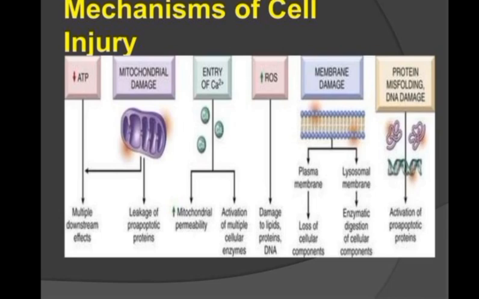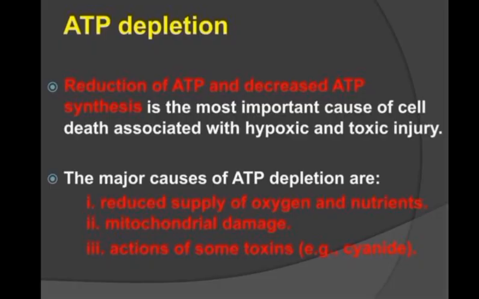Next one, protein misfolding and DNA damage. This will activate the pro-apoptotic proteins, which will digest the cell. It is a programmed cell death that will occur. ATP depletion means ATP synthesis will be reduced in most conditions due to hypoxia, which can lead to cell death.